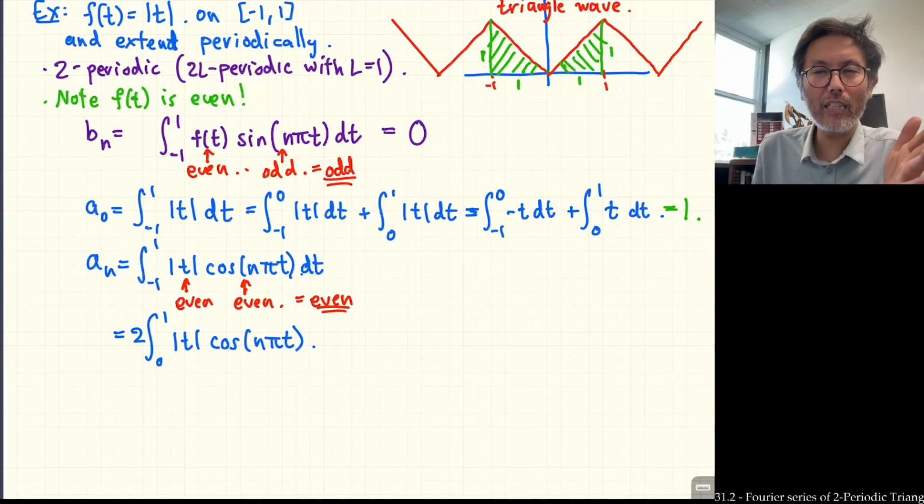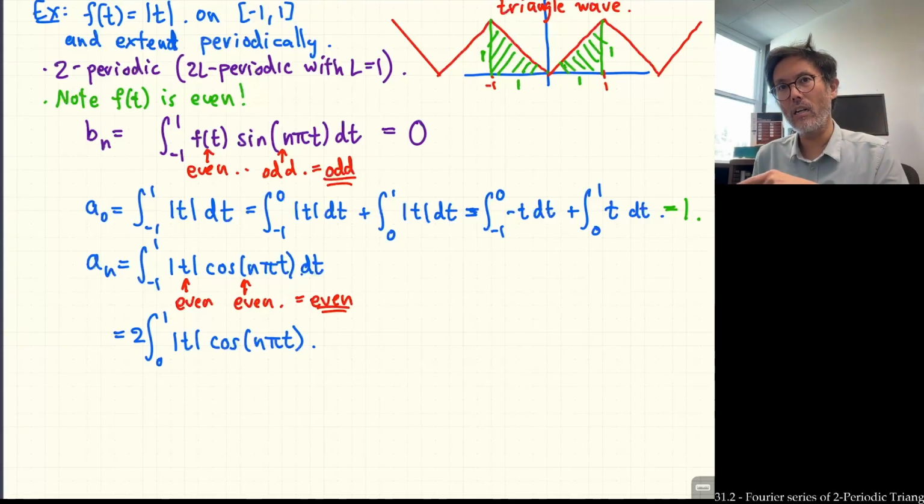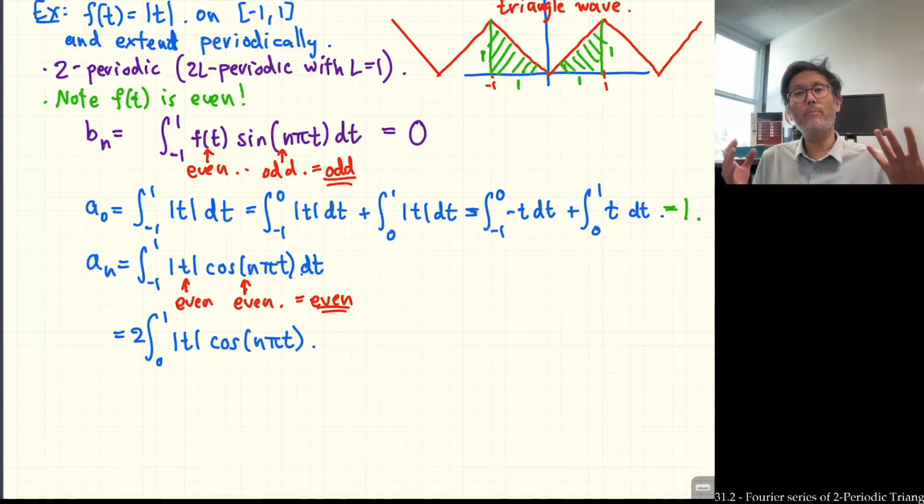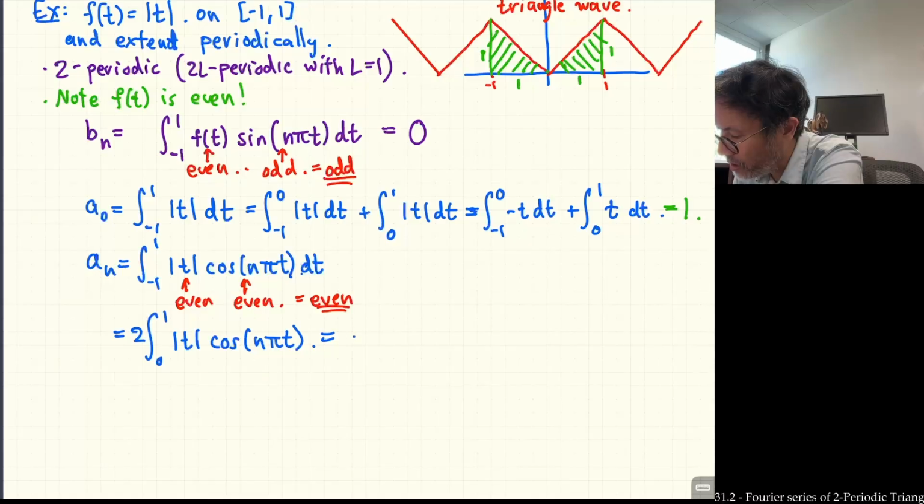Make sure you understand that, because it's going to save you quite a lot of computation, particularly here, because notice that the absolute value of t is pretty nice on this interval from 0 to 1. It is in particular just equal to t. This is equal, in other words, to 2 times the integral from 0 to 1 of t cosine n pi t.